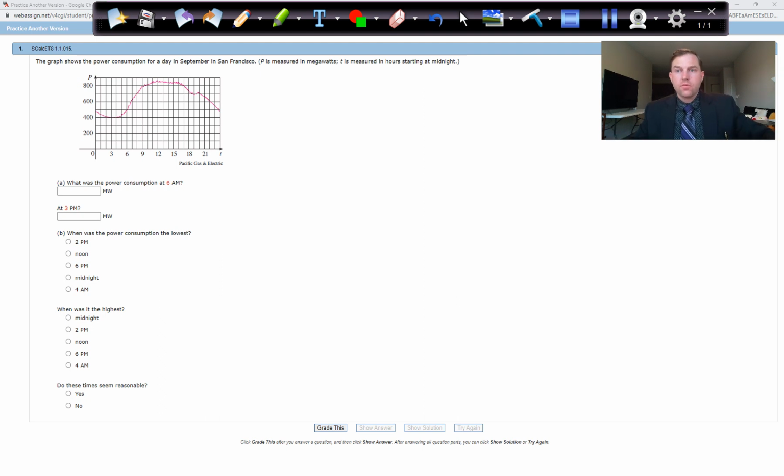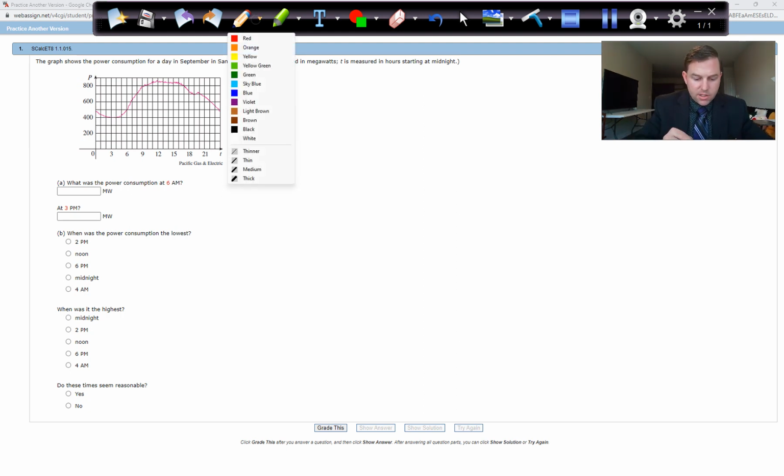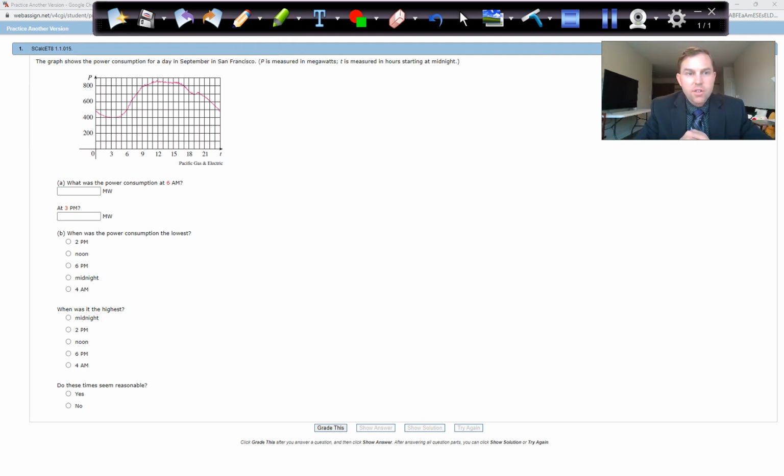All right, so let's take a look at the first problem from chapter 1. And these problems hopefully you'll see as a review for the most part, but I will guide us through. Okay, the first part says, this is a graph, shows power consumption in September in San Francisco. P is measured in megawatts, T is measured in hours starting at midnight, so be careful. This 0 represents midnight.